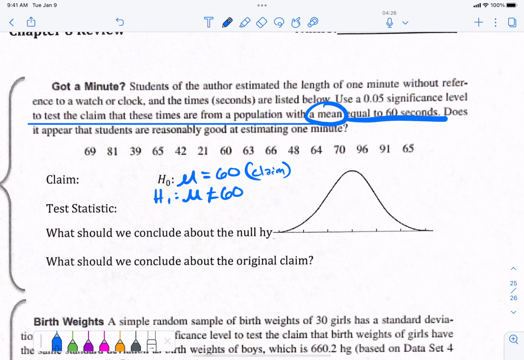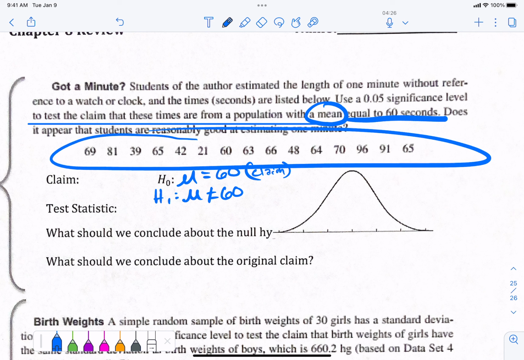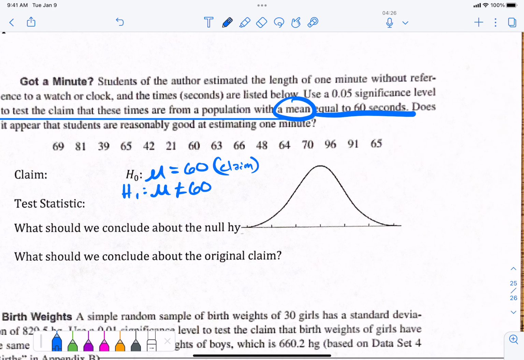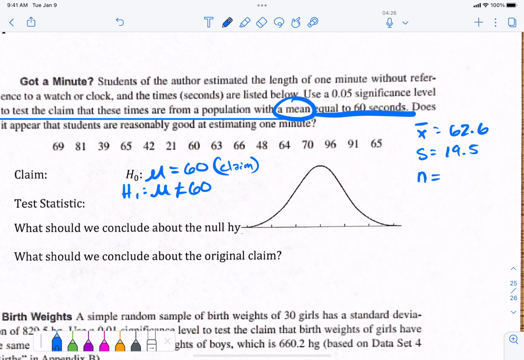Okay? On the test, I will not make you calculate the standard deviation on your own for a data set. I will give that all to you. But does somebody have those numbers? Like, what was x bar and what was s? I typed in x bar is 62. S is 19.5. What was n? How do you find n? 15, because there's 15 numbers, right? And our alpha value is 5% or 0.05? Okay, I'm just going to put 0.05.